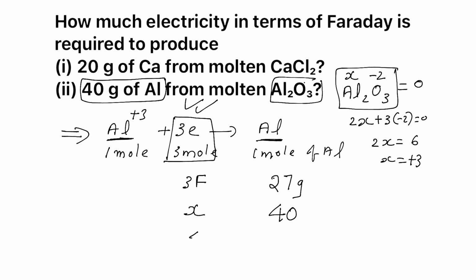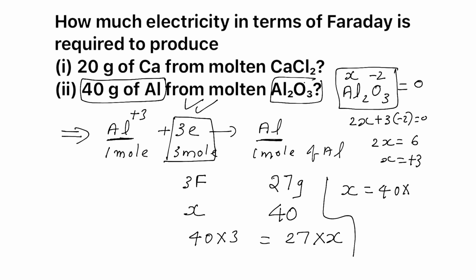So 40 into 3 is equal to 27 into x. So x is equal to 40 into 3 by 27. Your answer will be in Faraday, okay? On dividing, you can cut this, it becomes 9, okay? 40 by 9 is 4.4 Faraday. Clear? Easy, very easy, right?